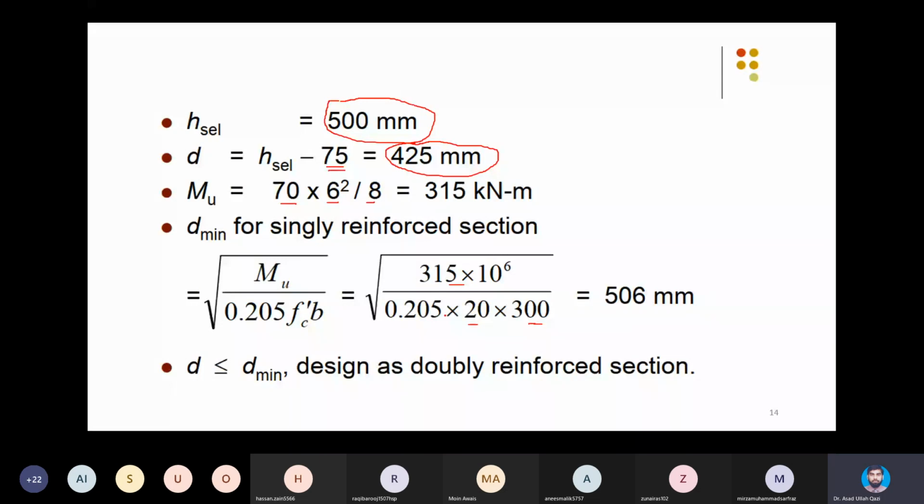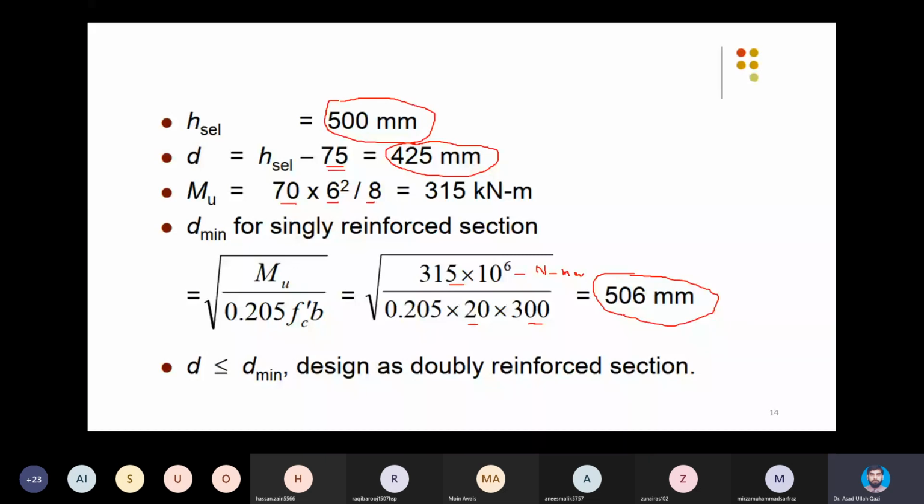Sorry. So when I substituted 315 into 10 power 6 Mu in Newton millimeter and then divided with FC prime in megapascal and B in millimeters, I am a little surprised because what D required is 506. Further, when I add the cover of 75, it will exceed the H allowed by the architect.